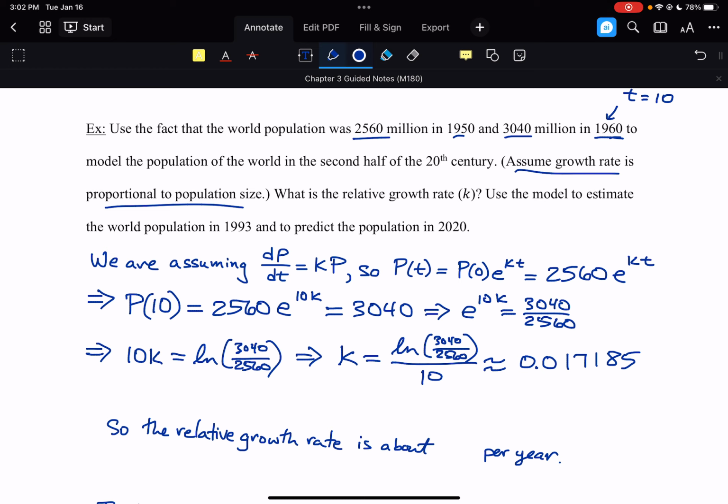So our relative growth rate, the k value, is about 0.017, so that's going to be about 1.7%. So it's growing at a rate of about 1.7% per year.